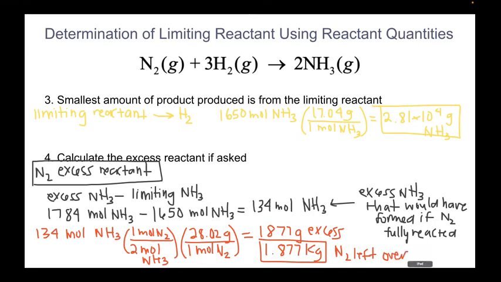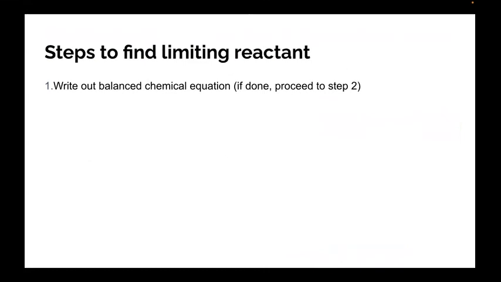Okay, so now what we're going to be able to do is wrap up this video with our stepwise process to help us answer any and every limiting reactant problem. So our steps to find our limiting reactant. The first is to write out our balanced chemical equation. Sometimes you're given it, sometimes you're not. If you're not, then you'll have to write it. But if you are, we just move on to step 2.